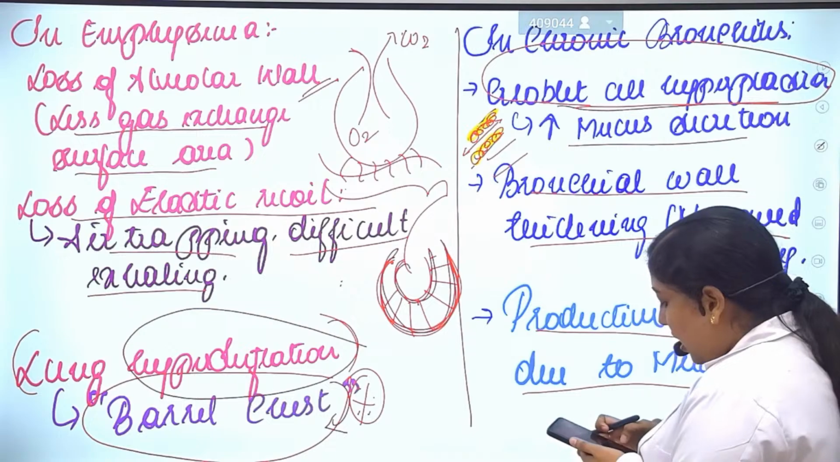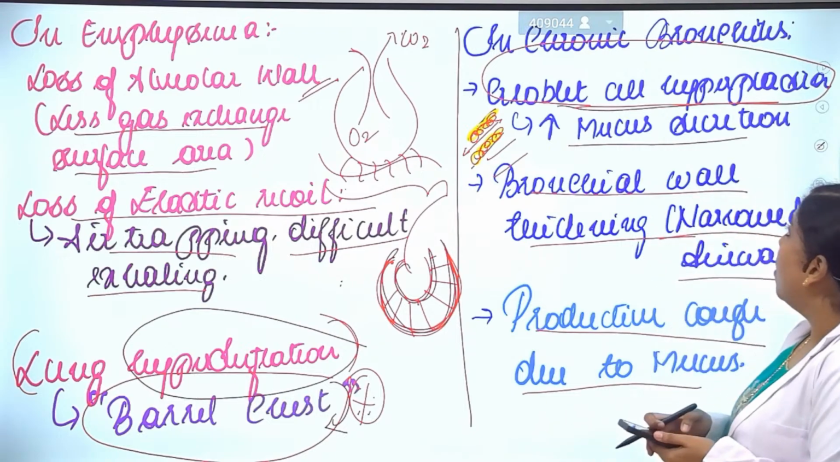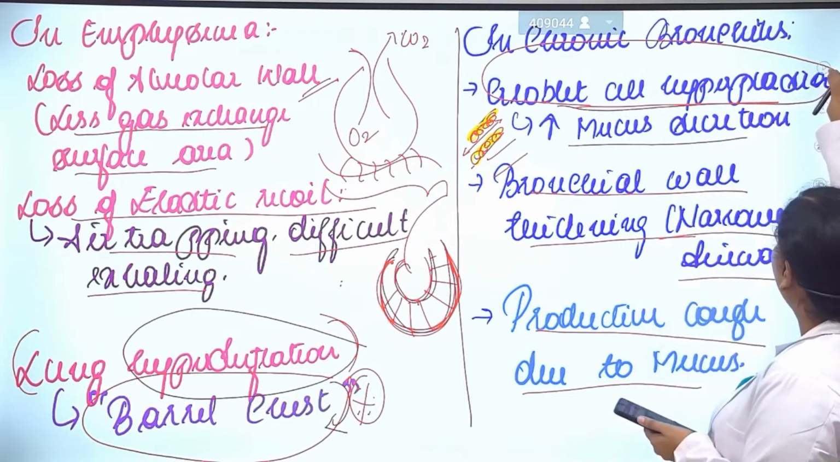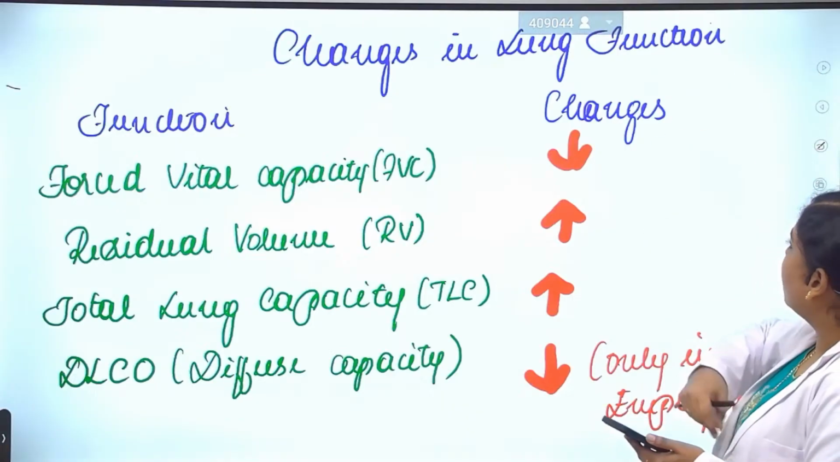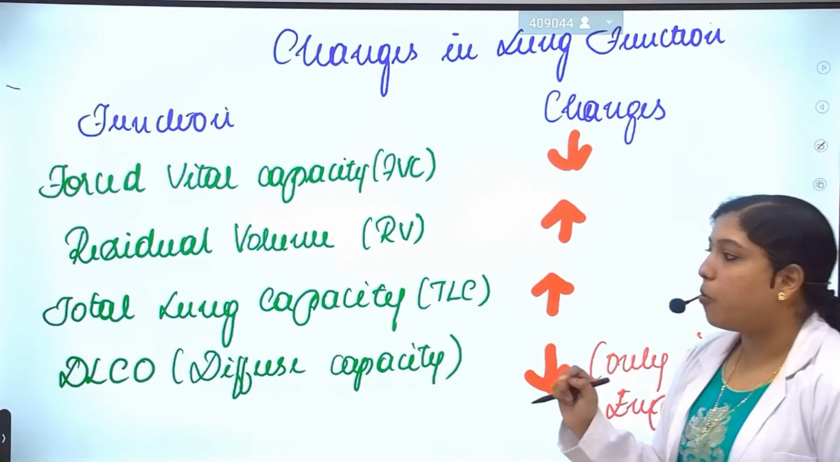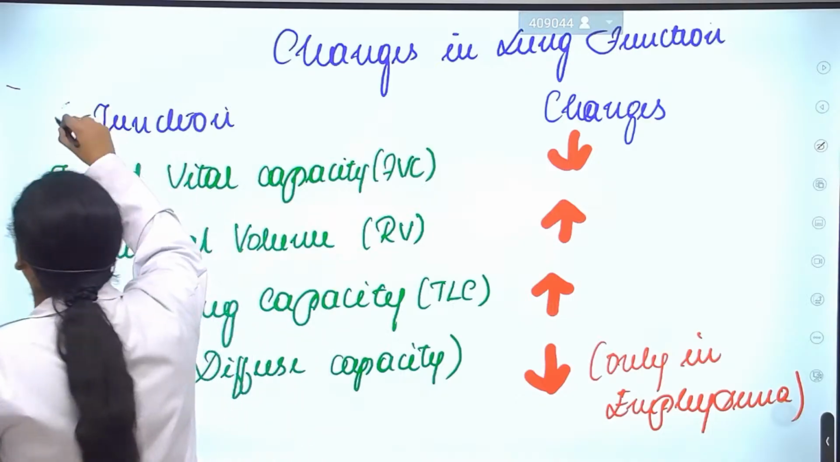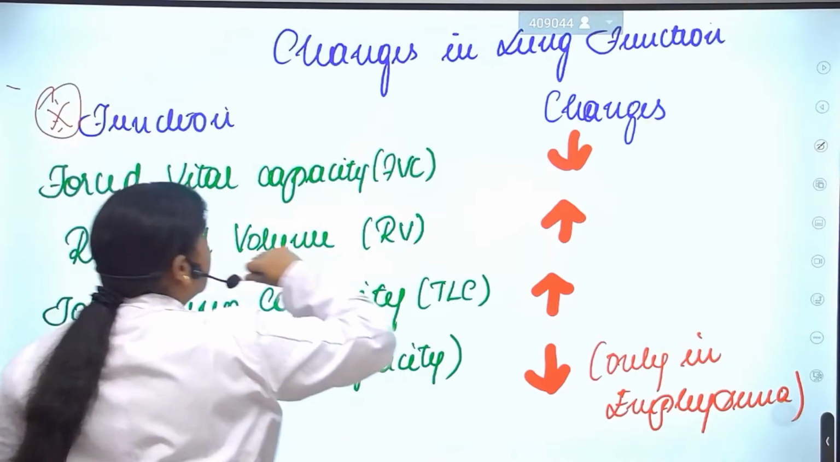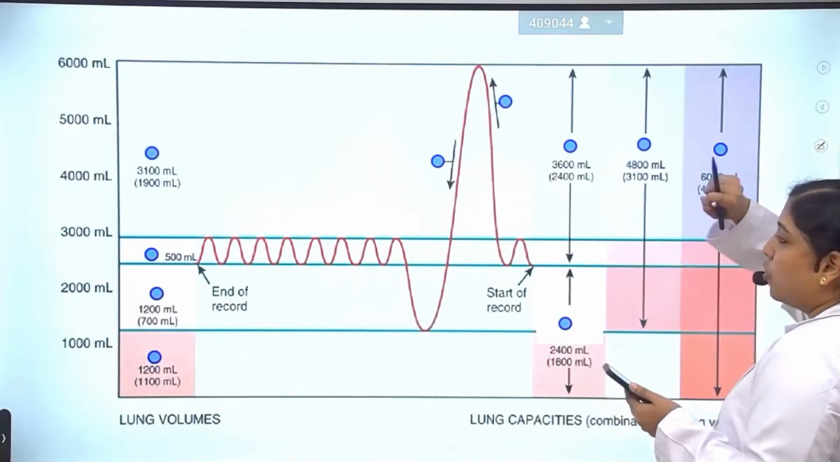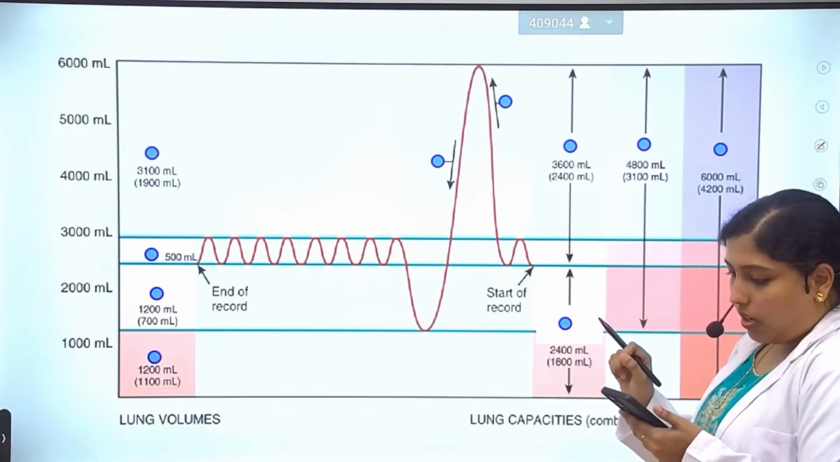Emphysema is otherwise known as pink puffers, and chronic bronchitis is known as blue bloaters. So next we are going to see the important MCQ points which we are going to discuss. Before going into it, I would like to have a review of the normal lung volumes.